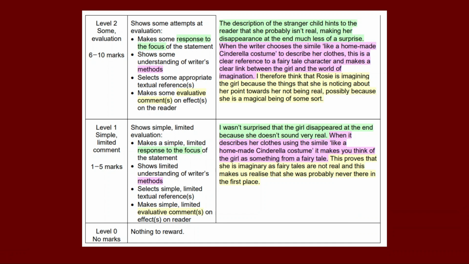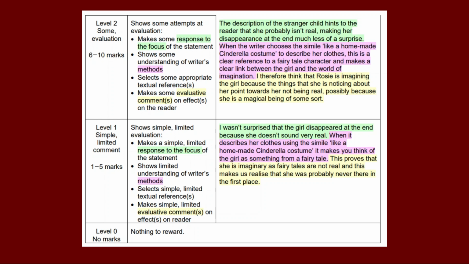So level 2 is some evaluation. You make a bit of a response to the focus of the statement. So you maybe go on a bit of a tangent, you're not very concise. Maybe you show some understanding of writer's methods. So this one, as an example, the writer chooses the simile like a homemade Cinderella costume to describe her clothes. And yes, it is a clear reference to a fairy tale character, but really what does that mean? Why does the writer use it? It's barely talked about, and there's not too much detail in there.